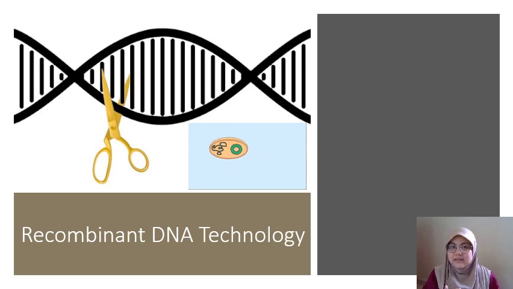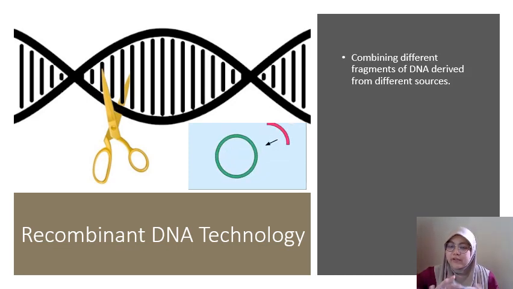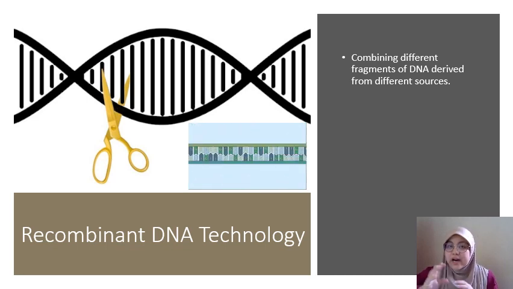Recombinant DNA is made by combining different fragments of DNA. Usually the fragments would be from different sources, from different species. So because they are unrelated genes but they are combined together, they are called chimeric DNA.